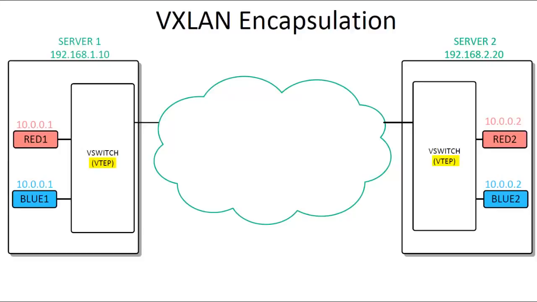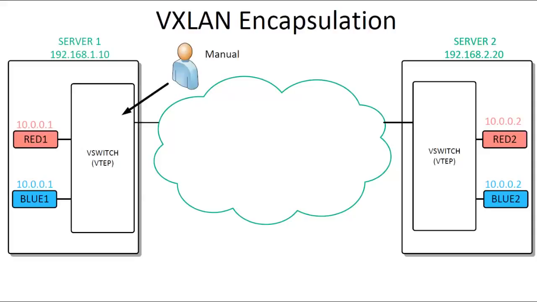The VTEPs need to know where VMs are located for each tenant. For example, the virtual switch acting as a VTEP in server 1 has to learn that to reach the red 2 VM, it needs to go through server 2 at 192.168.2.20. Likewise, the virtual switch acting as a VTEP on server 2 needs to know that to reach the red 1 VM, it needs to go through server 1 at 192.168.1.10. So this means the VTEPs or virtual switches here need to have a table mapping VM MAC addresses to virtual network endpoint IP addresses. Methods tunnel endpoints can utilize to get these mappings include manual, push, pull, and dynamic learning.